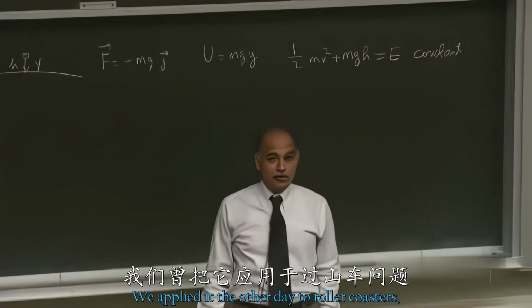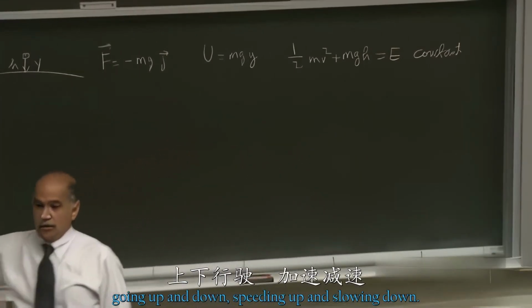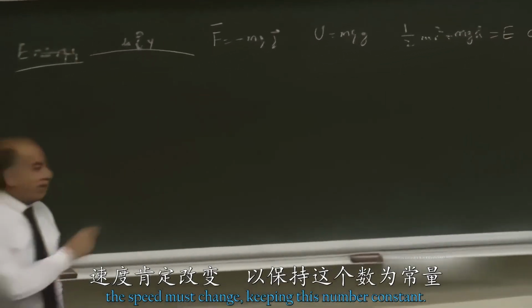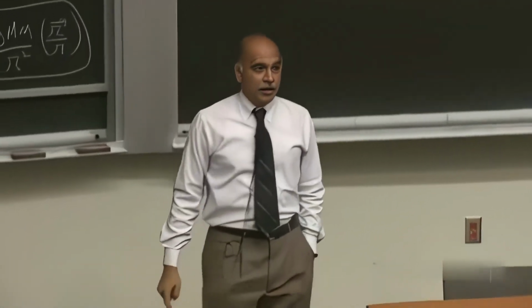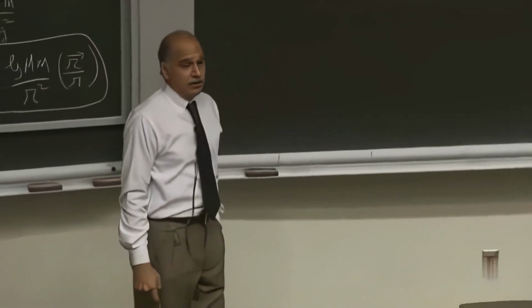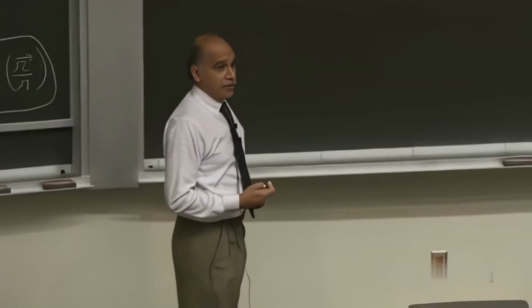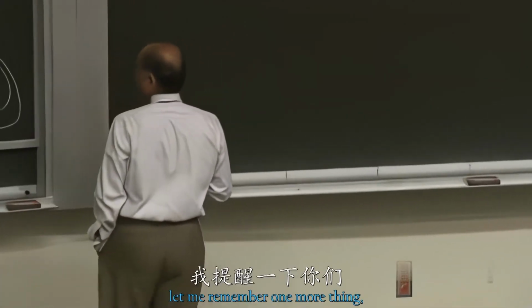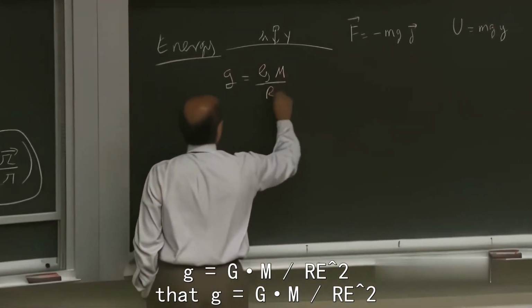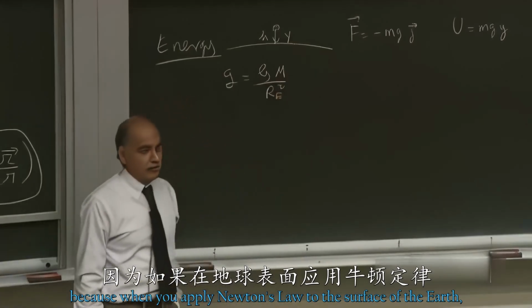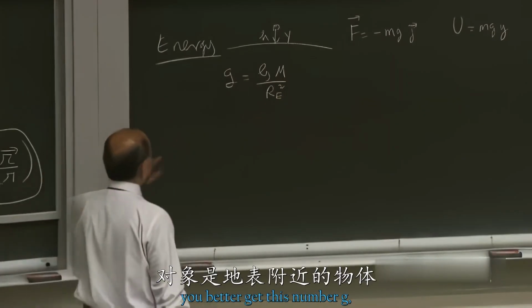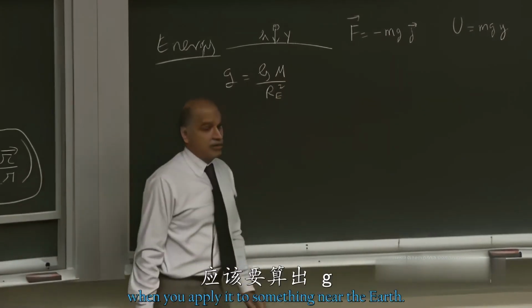We applied it the other day to roller coasters, going up and down, speeding up and slowing down. It's just that this number will not change. As the roller coaster changes the height, the speed must change, keeping this number constant. But you know, this formula is an approximation near the Earth. We want to apply it globally. Before going to the global problem, let me remember one more thing, that g is equal to GM over Re squared. Because when you apply Newton's law to the surface of the Earth, you better get this number g when you apply it to something near the Earth.